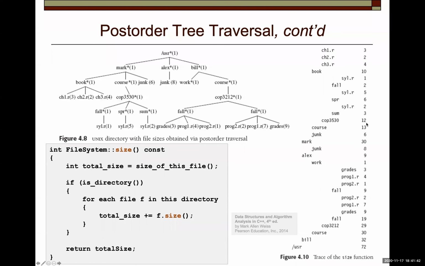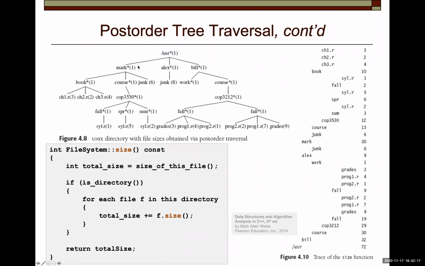When we visit course, of course we visit the child first, so the 12 gets added to the 1, and so course now has 13. And then finally we visit junk, which is 6. Then the 3 sizes are added up to mark, which itself is 1, and we get 30. So the total size of mark is 30.